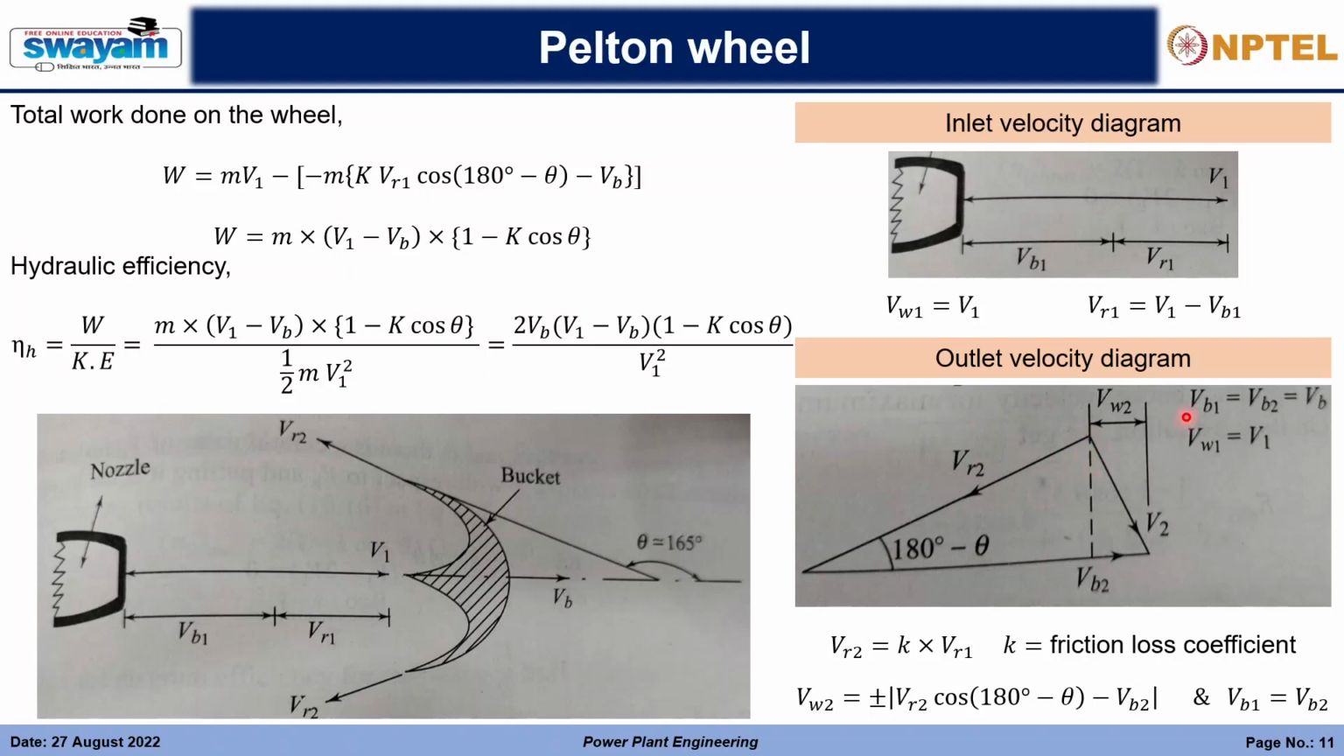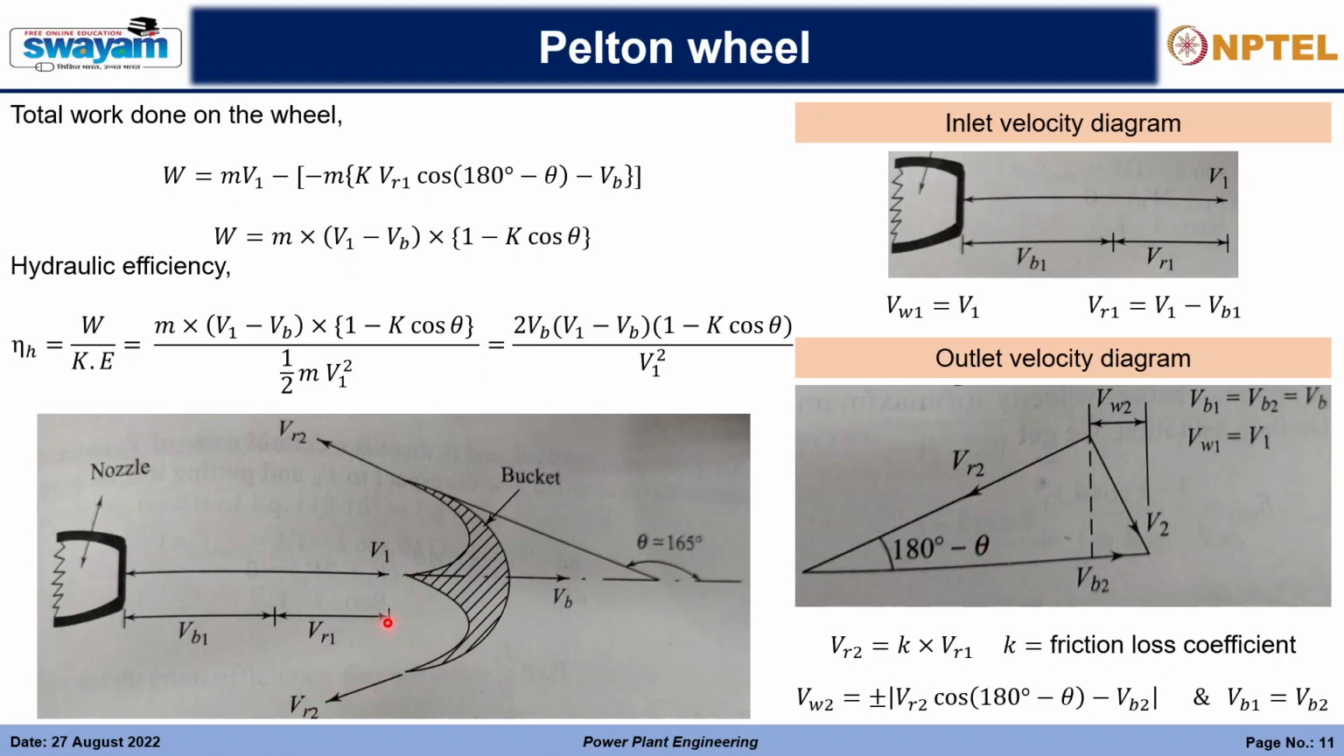So the exit triangle is this Vr2, then subtracting the blade velocity, and finally we have the absolute velocity. This is the vector addition and subtraction. From the left diagram, how this is drawn: actually this is drawn for the lower part. So for the lower part, the Vr2 is coming from left to right, so this direction and this direction are the same, right?